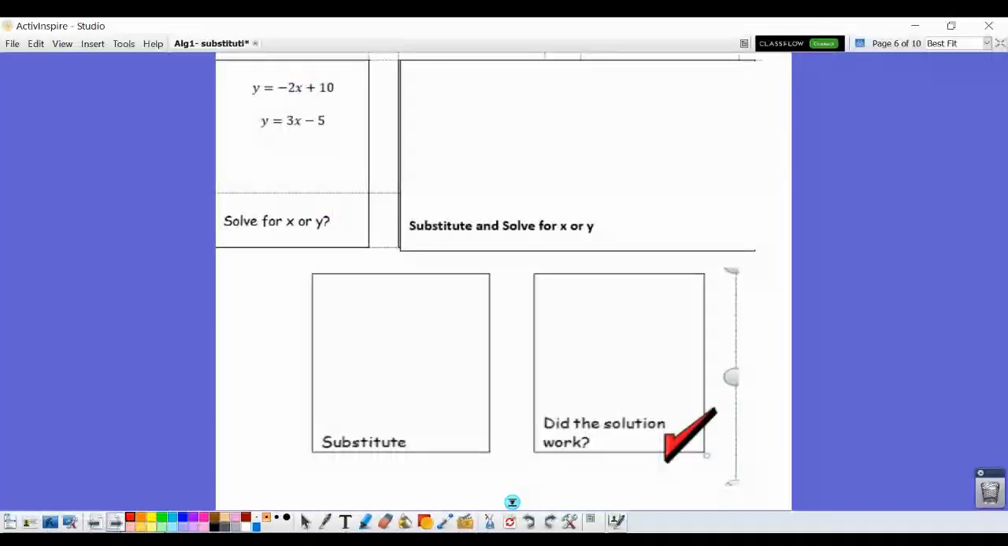Okay, so let's take a look at what we have here. So the first thing I'm supposed to do is solve for 1x or 1y. Well, in this case, they're both y equals, which is great. I'm already done with that step. So the second step was substitution. So what I'm going to do is take the top equation and substitute for y, which means it's going to go right here. So I have negative 2x plus 10 equals the original equation that we were substituting into, 3x minus 5.